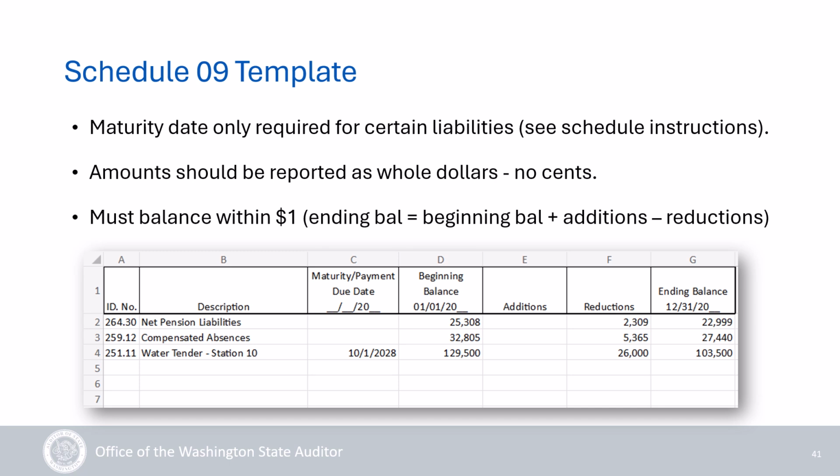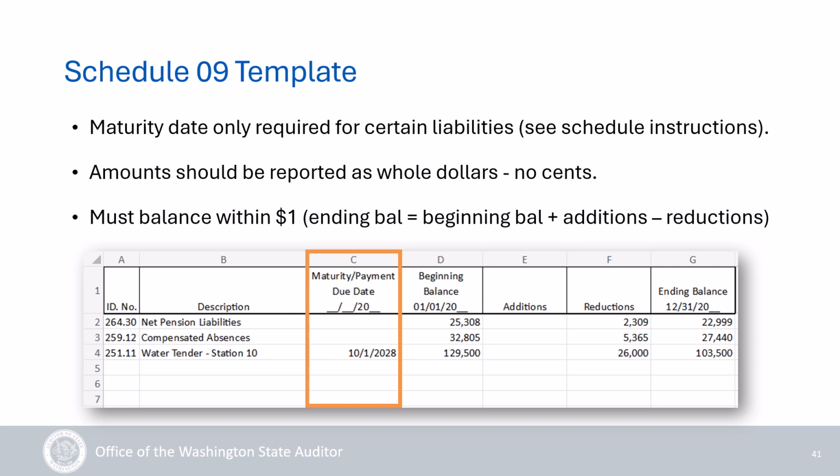And then the maturity date. This is only required for certain liabilities. Some liabilities, such as pension and compensated absences, are excluded from needing a maturity date. The maturity date is a fixed date for final payment of the liability. So there are some liabilities without one. In that case, it can be left blank. Just do not delete the column.